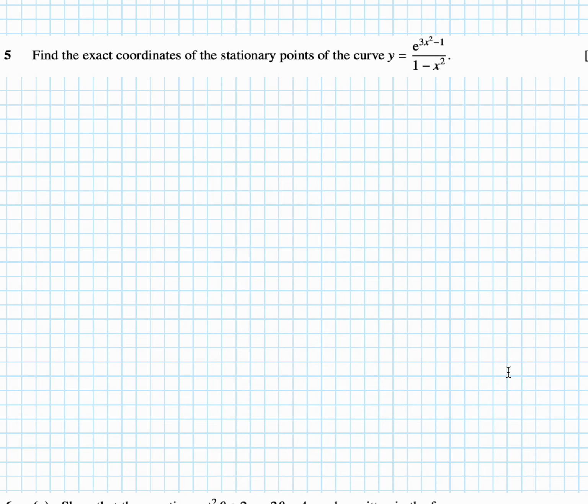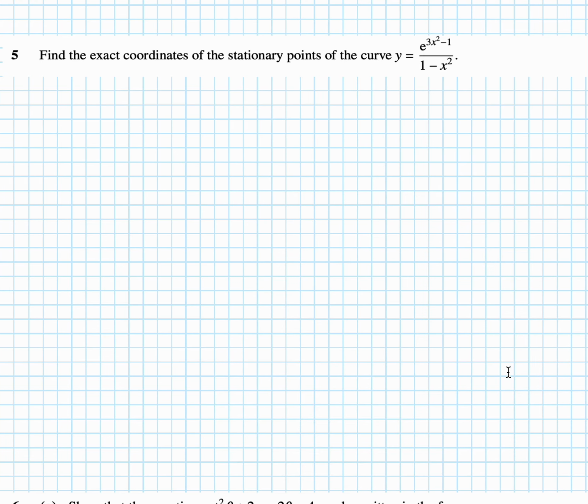Question 5. Okay, I have loads of space for this one. Let's make sure we just have that now. It's important to show all the details. Find the exact coordinates. Okay, stationary points, we're dealing with dy over dx, so differentiation is equal to 0, so that's a stationary point, turning point if you want. And we have a function there.